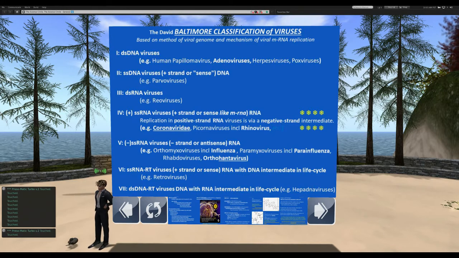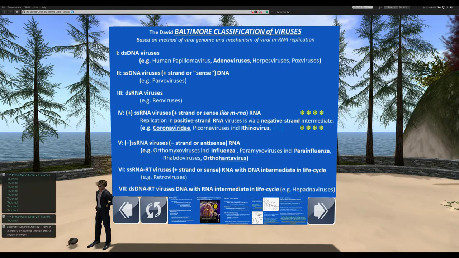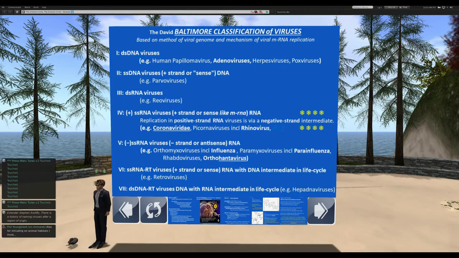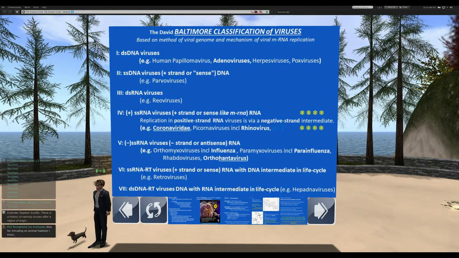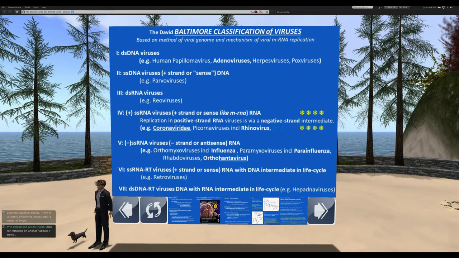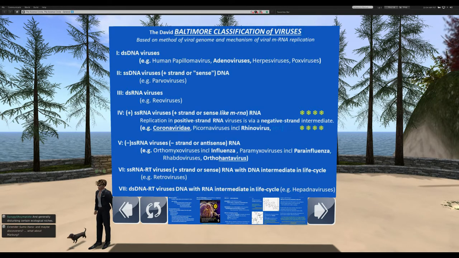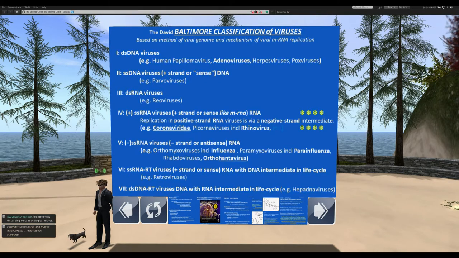The Baltimore classification of viruses was a big advance from about 1970, and it depends on the mechanisms of infection and reproduction that viruses use, rather than morphology and antigens that can be detected with antibodies. So it was really a development of the molecular biology discipline that started in the 50s, largely because of the explanation of how DNA works.